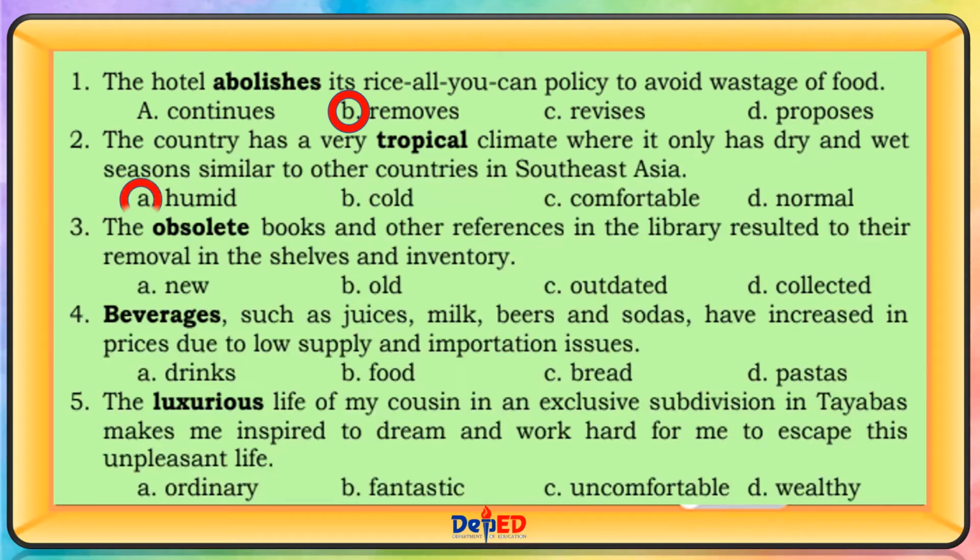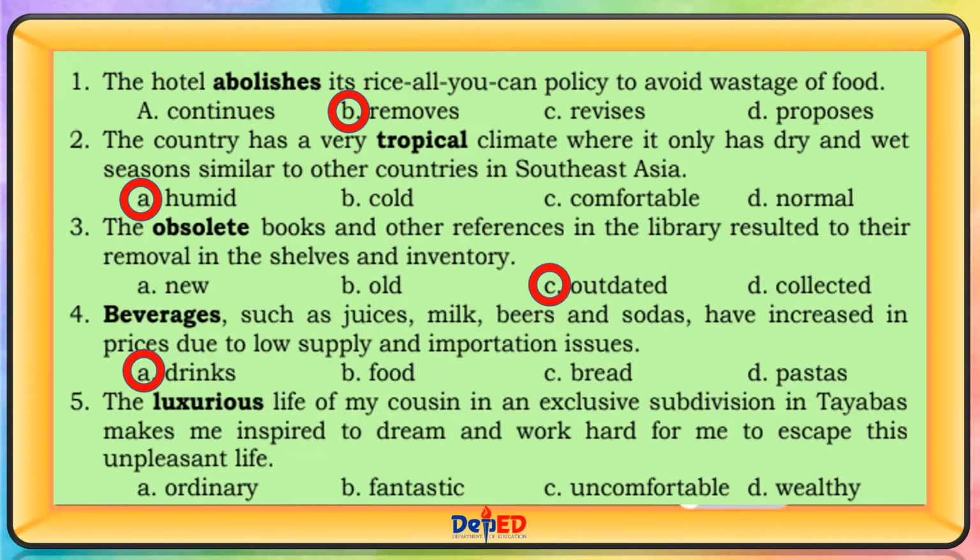Humid. The obsolete books and other reference in the library resulted to their removal in the shelves and inventory. The correct answer is C. Outdated. Beverages such as juices, milk, beers, and sodas have increased in prices due to low supply and fermentation issues. The answer is A.